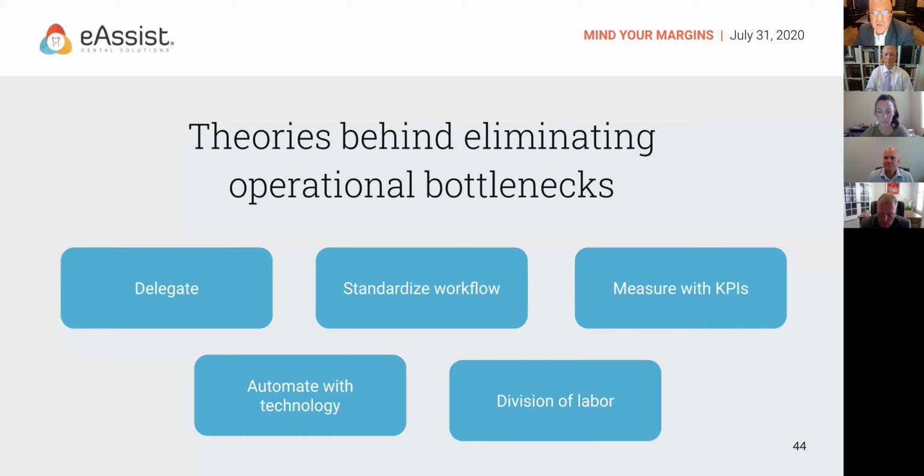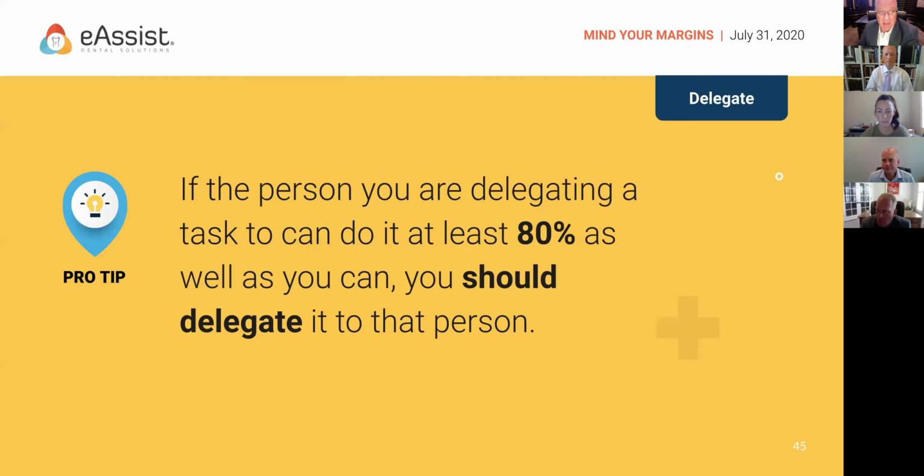Yeah. For those of you that aren't familiar with the term KPI, it stands for Key Performance Indicator. It means measuring a number. We'll talk about that in a minute. Here's the golden rule about delegation that I just love. I think John Maxwell taught this in leadership, that you want to delegate everything you possibly can, as long as that person can do it 80% as well as you can.